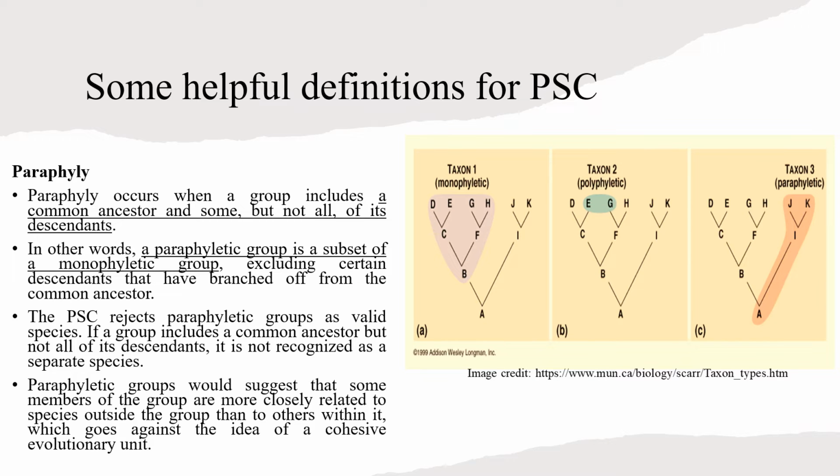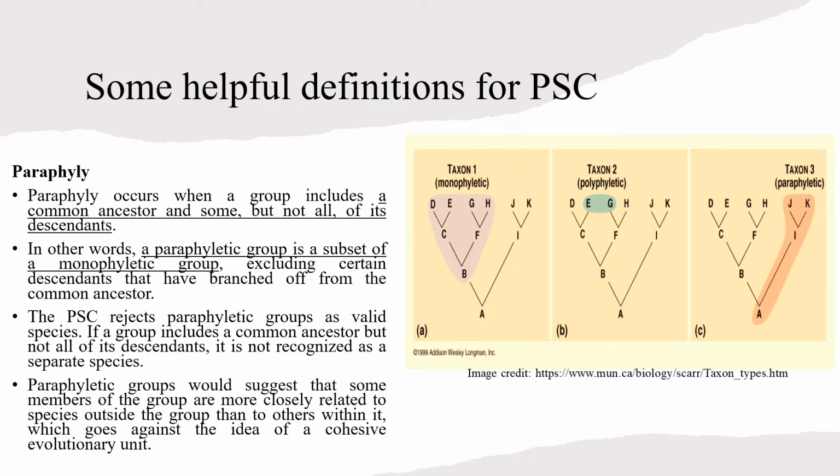And what does it mean, paraphyly and paraphyletic, as you see in part C in the picture on the right? Paraphyly occurs when a group includes a common ancestor, a similar situation to what we just observed in the monophyletic group, but not all of its descendants. So as you see, A is a common ancestor for many other groups and it starts branching out. However, in a paraphyletic group, for example, as we see, it's A, I, J, and K, and it doesn't include B and its descendants. So not all the descendants are included in a paraphyletic group.